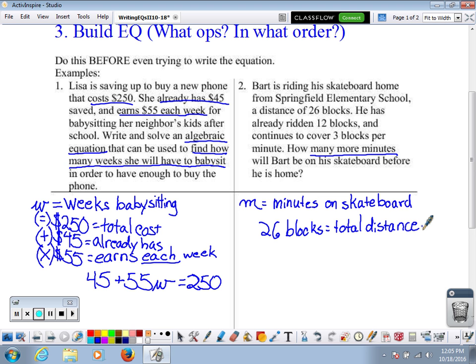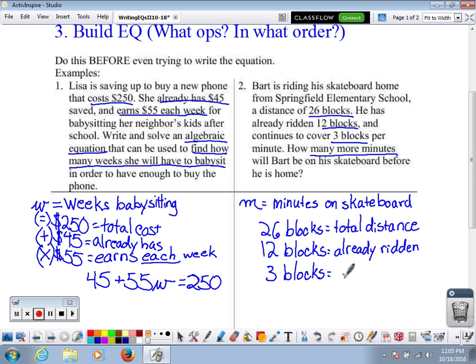Okay, what else do we see? 12. And what's the 12? Good. 12 blocks is what he's already ridden. Okay? Anything else? 3, okay? Where's 3? Good. 3 blocks is how many he covers per minute?